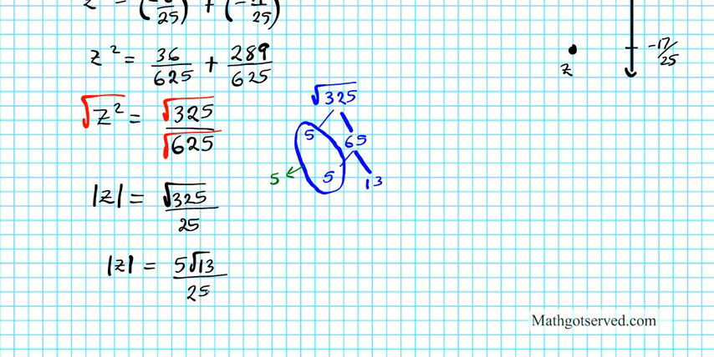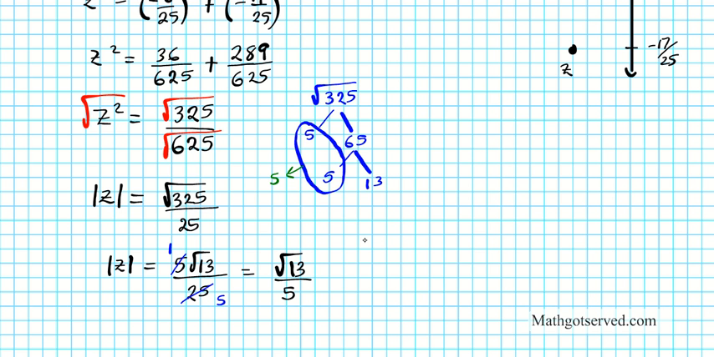Okay? But wait a minute. 5 does go into 25, right? So I can divide top and bottom by 5, right? So let's go ahead and do that. 5 goes into itself once, and 5 goes into 25 5 times. All right? So this absolute value simplifies further into root 13 over 5.